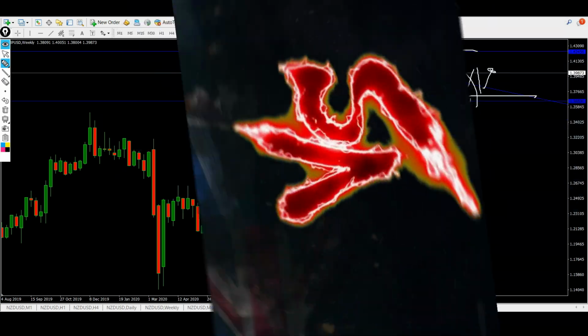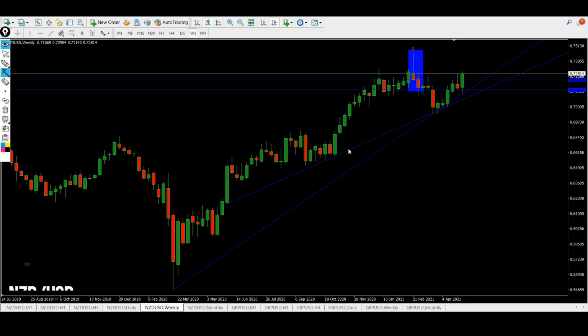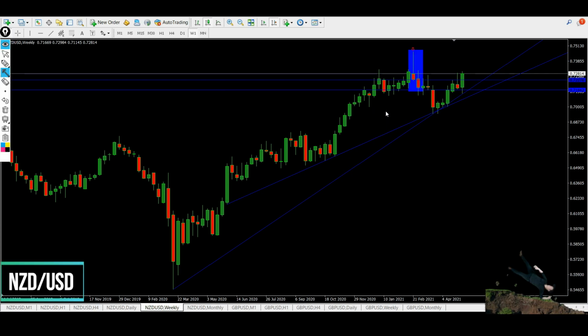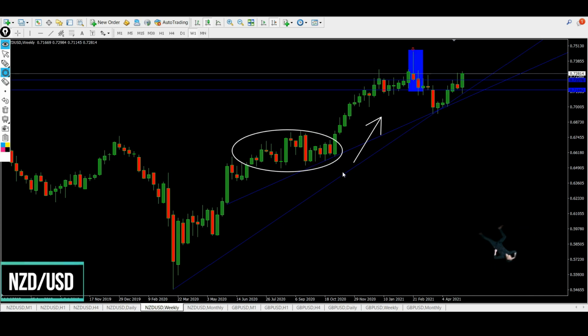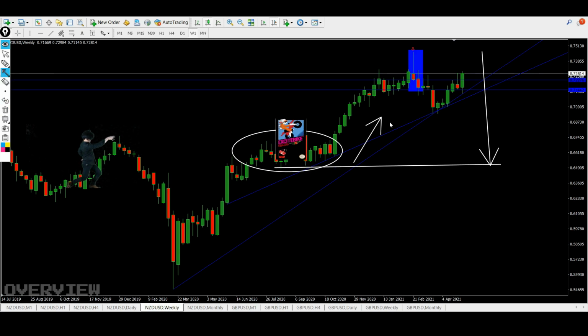Alright, let's go on to the NZD-USD pair. Okay, this is a weekly chart. We'll start off with an overview. Alright, so since this move up, starting from this range right here, was solely based on momentum, in the long term, I'm short biased right back down to these pivot lows right here. However, in the medium term, since there's a little bit of momentum left long in this move, I am long biased right up to this pivot high as a target.